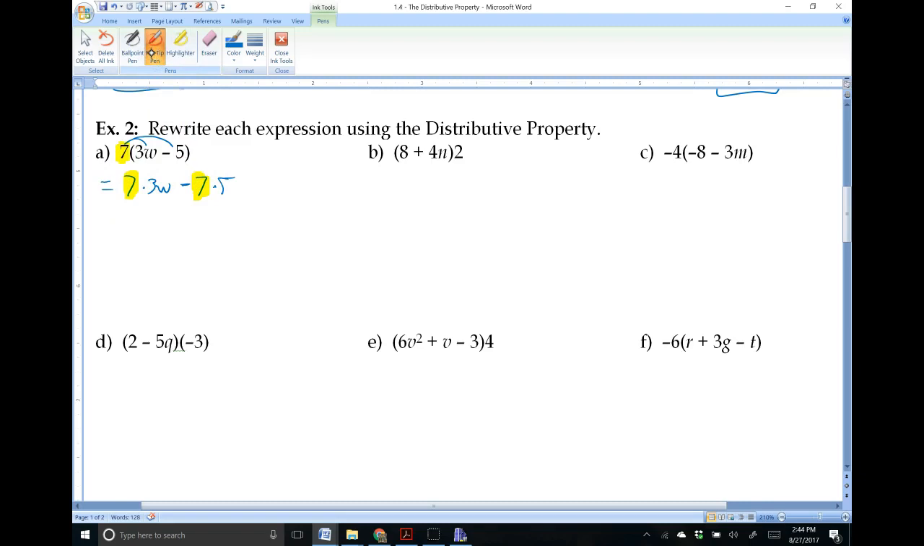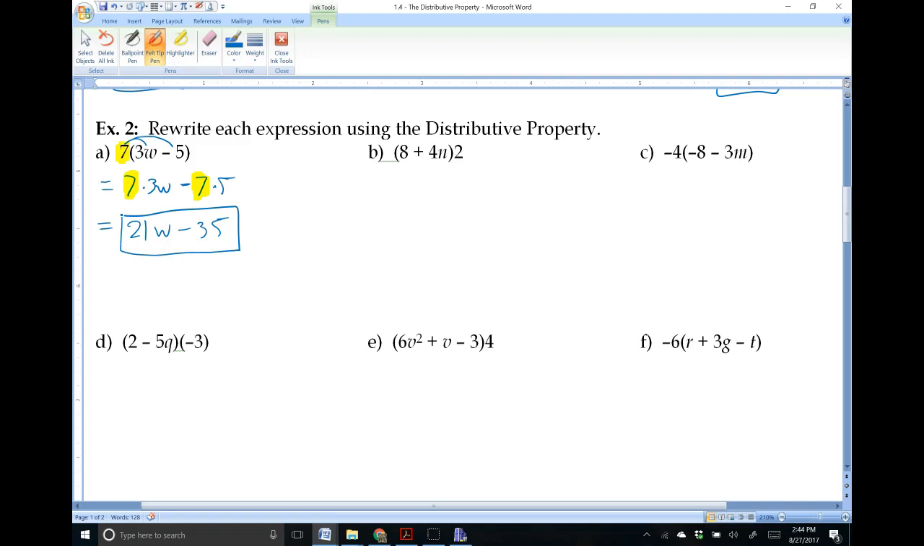All right, let's do the multiplication. 7 times 3, 21, w. Negative 7 times 5, negative 35. All right. I hope you guys know that we are done. You actually can't subtract the 35 from the 21, all right? They have to have the same like terms. 35 does not have a w on there. So this is all we do, okay?